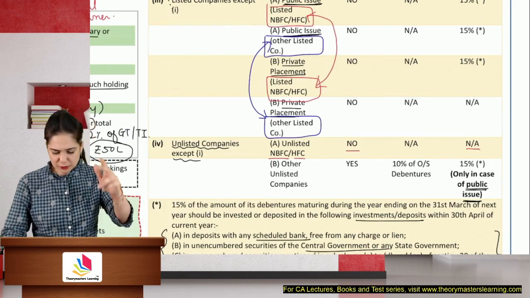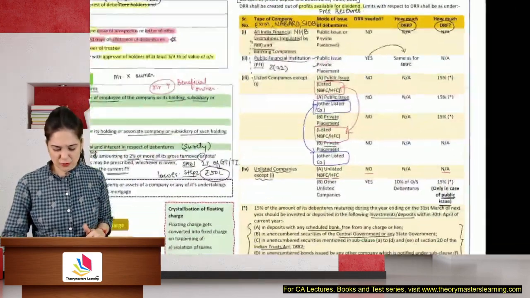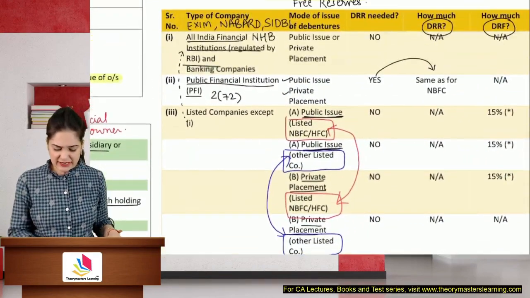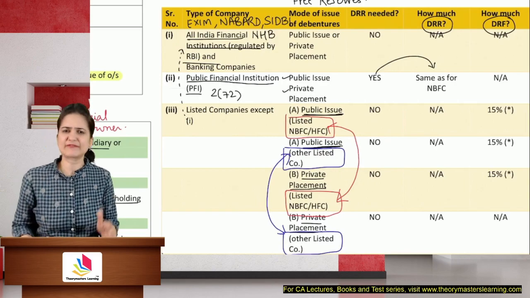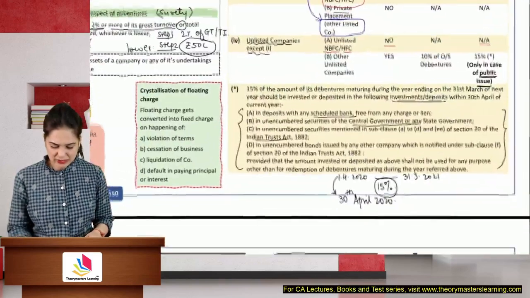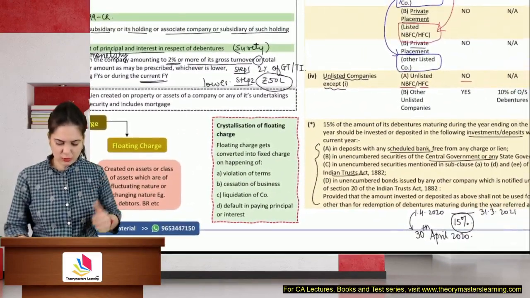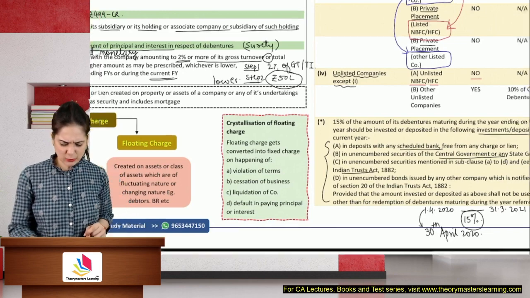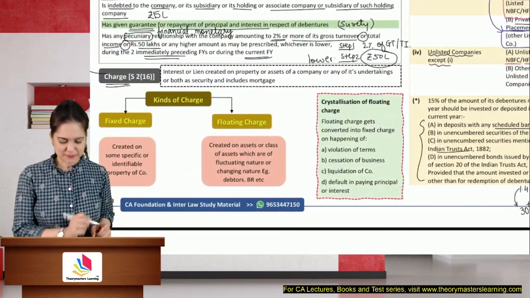So students, you need to go through this table. If you want, you can go through it once again. It is a very simple table. You will understand everything from this table itself and you can easily write this in the exam. So that is about DRR and DRF. And with this, we also come to an end of the unit on debentures. Now let us quickly discuss charge.